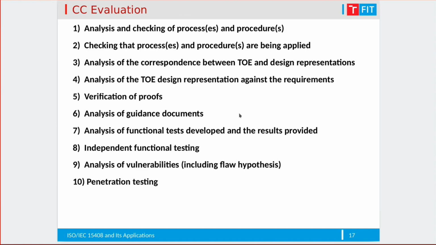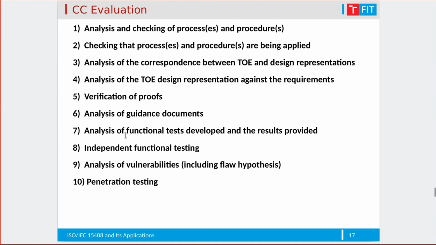Then the evaluation itself contains 10 steps. In the first step, the analysis and checking of processes and procedures is made. In the second step, a check is made whether the processes and procedures are applied, and whether they are applied correctly. In the third step, analysis of the correspondence between the evaluated system and the design representation exists. The fourth step contains analysis of the TOE design representation against the requirements that were made on the system. In the fifth step, the verification of proofs provided by the owner of the TOE is made.